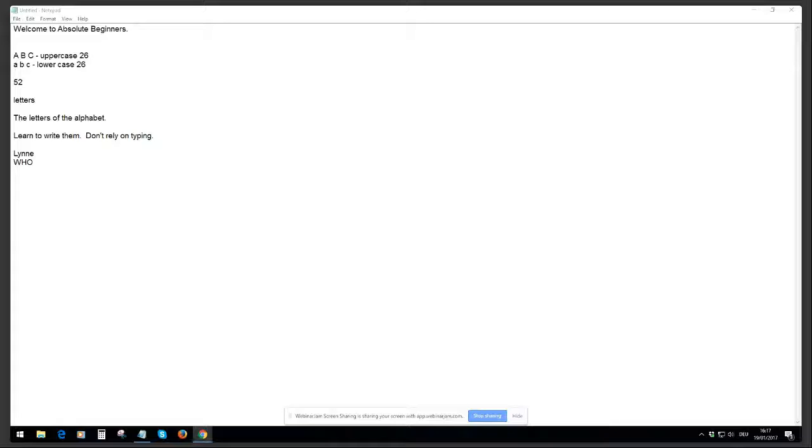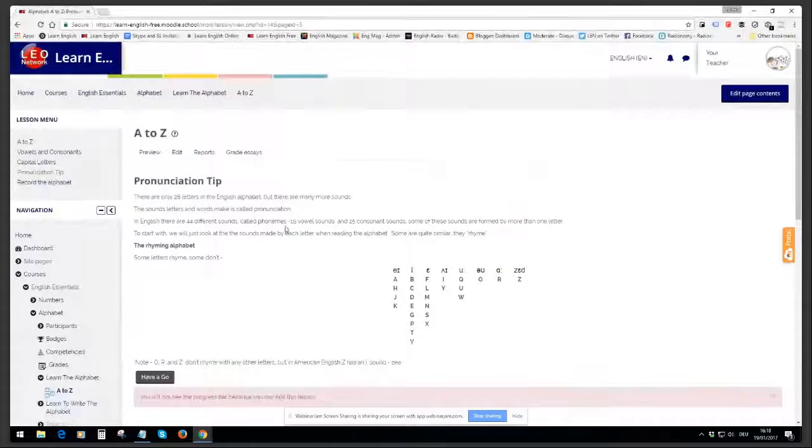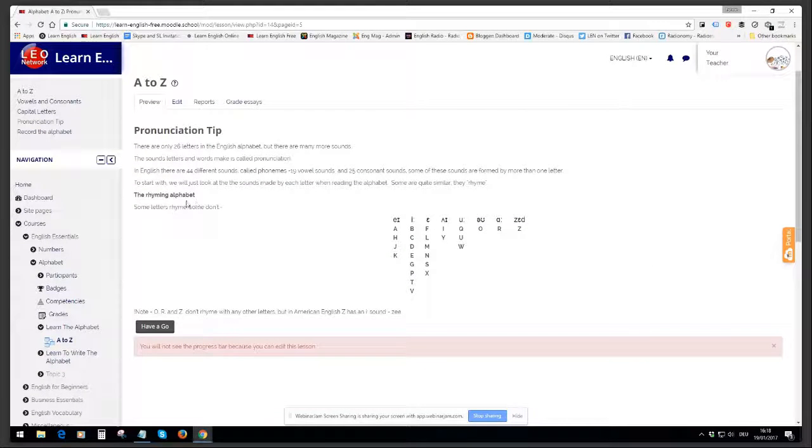But the letters are pronounced differently. So each letter has more than one pronunciation. Okay? That means you have to understand the different pronunciation of each letter. And you can start by looking at the rhyming alphabet. Some letters rhyme and some letters don't.